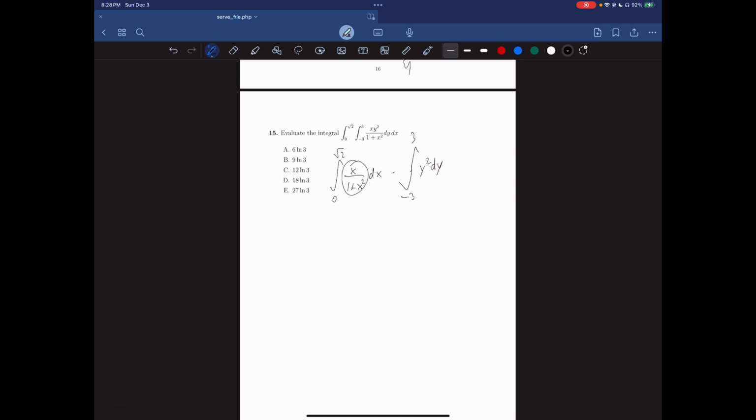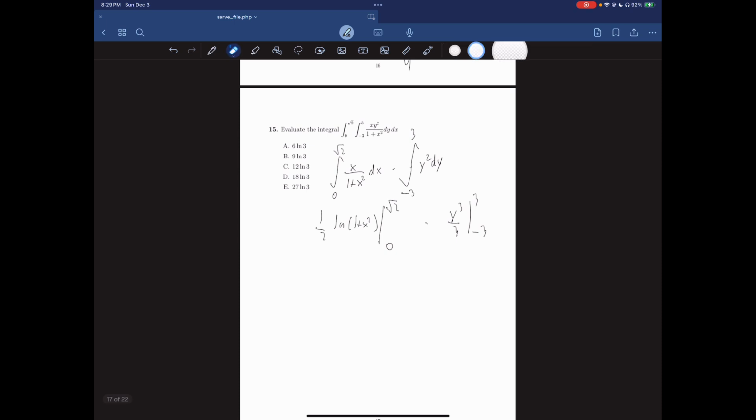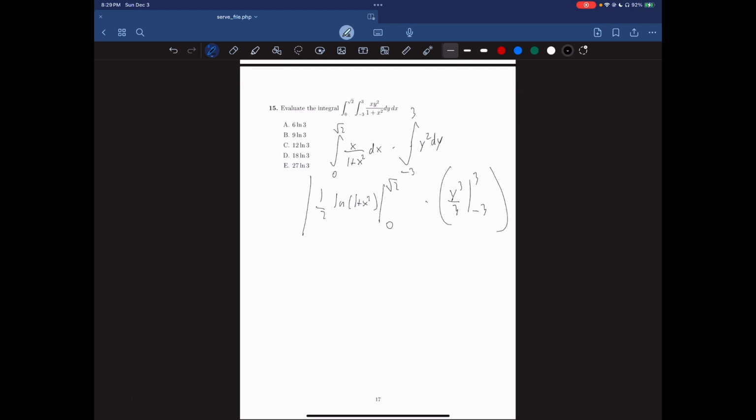Okay, so this integral right here is just going to be 1/2 ln of 1 plus x squared, and the 1/2 is because of the chain rule: we get 2x over 1 plus x squared, so we just need to get rid of the 2 because we just have a 1x here. We're evaluating this from 0 to root 2, and we need to multiply by y cubed over 3 from negative 3 to 3. Okay, this integral right here is 1/2 times ln of 1 plus x squared, where x equals root 2, is ln 3. So ln 3 minus ln 1, which is just 0.